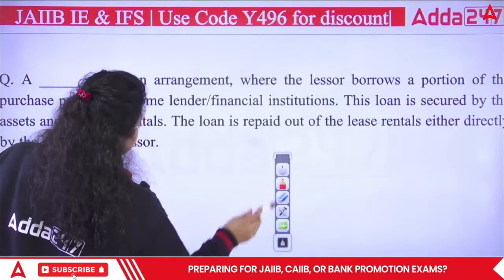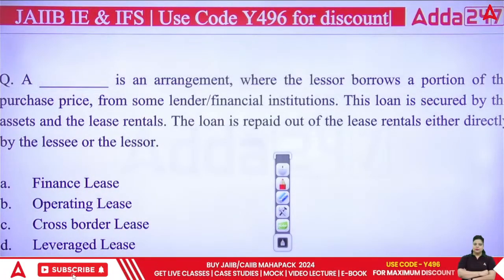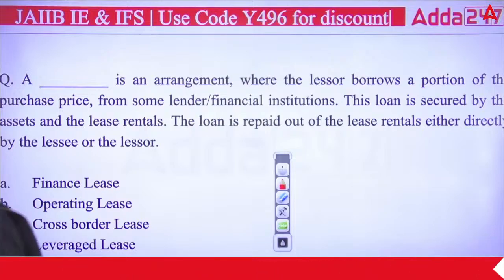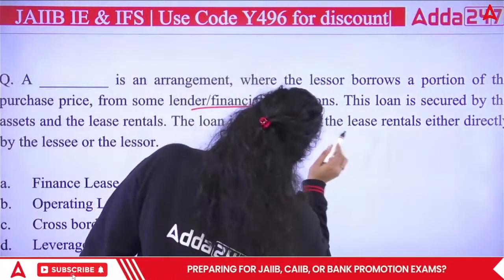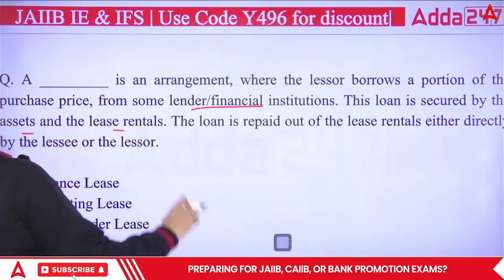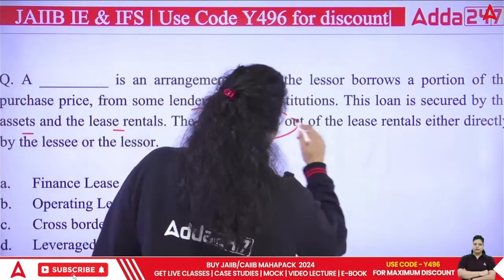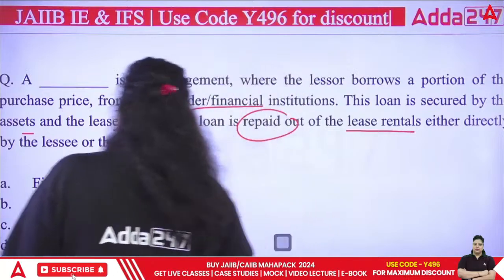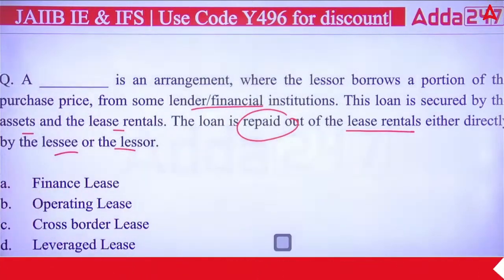Now, the next question is talking about a dash, an arrangement where the lessor borrows a portion of the purchase price from some lender or financial institution. This loan is secured by the assets and lease rentals. The loan is repaid out of the lease rentals, either directly by the lessee or by the lessor.